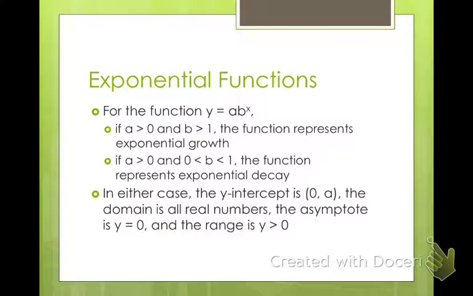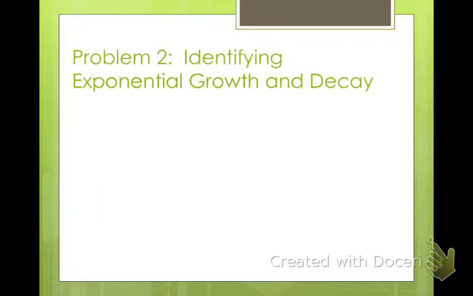The domain is all real numbers. So every number that you put in for x has to be a real number. We can't put in imaginary numbers. The asymptote is y equals 0, and the range is y is greater than 0. So these are general rules for all exponential functions.